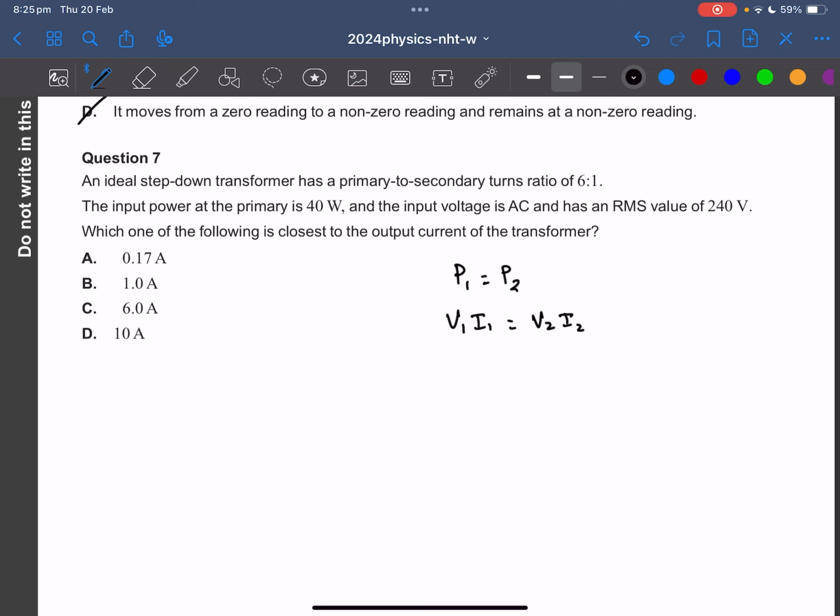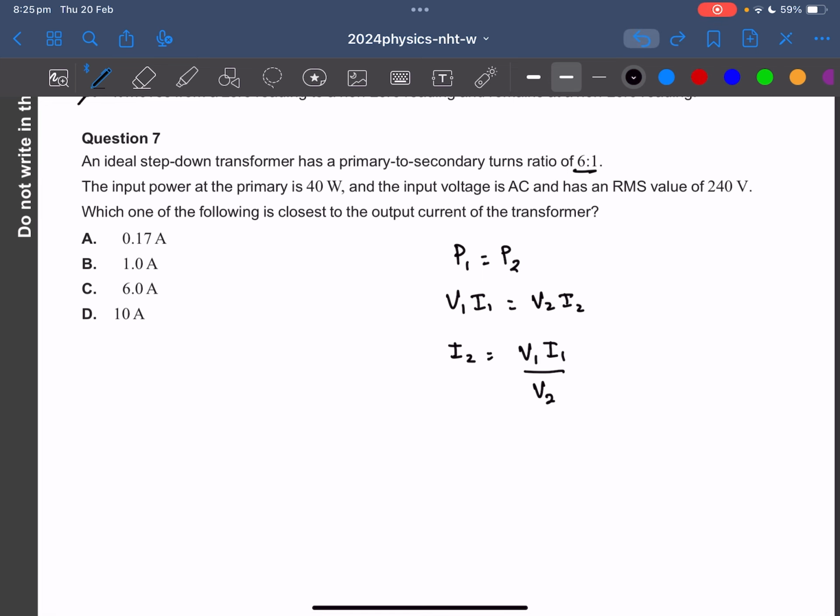Right? And what are we finding? We are finding the output current, so we are finding I2. So let's make that the subject. So I2 would be V1 I1 over V2. Okay. Now, we know the value of V1, which is 240, but we need to find the value of V2. Since we are given the ratio, we can do that as well.